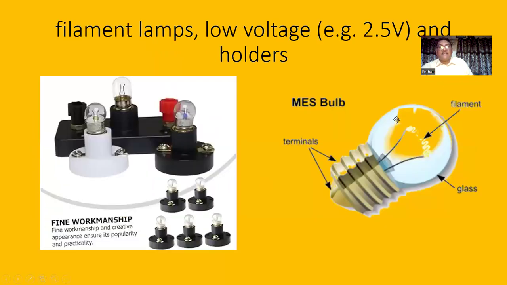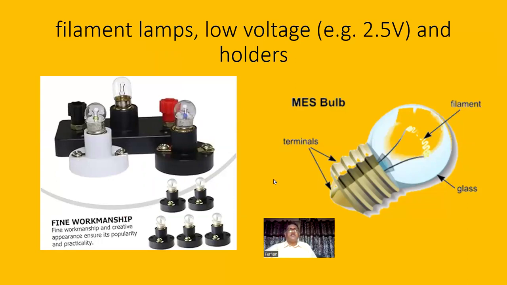Then here we have bulbs, filament lamps, and their holders. The lamp is always in a holder. So these are the holders, and this is the lamp. And why do I call it a filament lamp? Because here we have a tungsten wire, and when the current flows through it, that tungsten wire becomes hot, becomes bright, and gives out light. It gives out heat also, and a lot of light also. So this is called a filament lamp. And the filament lamp is a non-ohmic conductor.